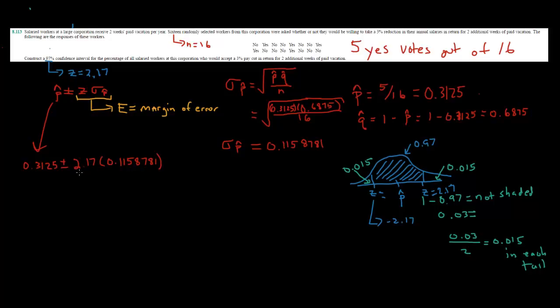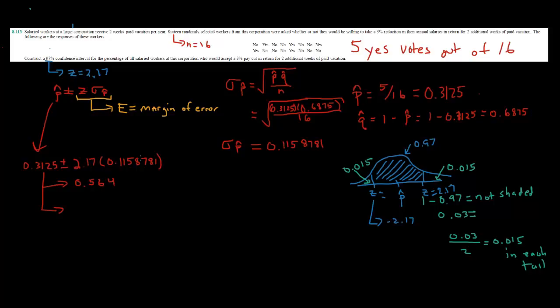The other endpoint is found by taking p hat and subtracting the margin of error. Okay, so let's figure out what this is. This is going to be two answers. Let's see what those two answers are. I'm going to grab my calculator real fast, and we have 0.3125 plus 2.17 times 0.115871. Okay, and that is the upper endpoint, and I get 0.56. I'm going to round to 3 decimal places here.